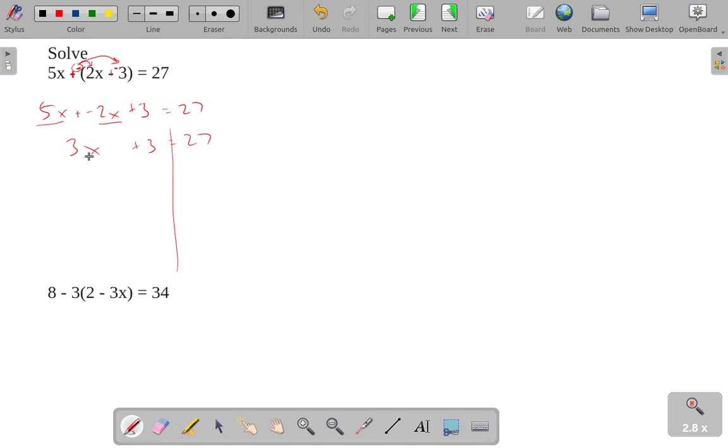So the x is multiplied by the 3, then I add 3. To undo these, I will start by subtracting 3 from both sides, giving me 3x equals 24. Divide both sides by 3, giving me x equals 8.